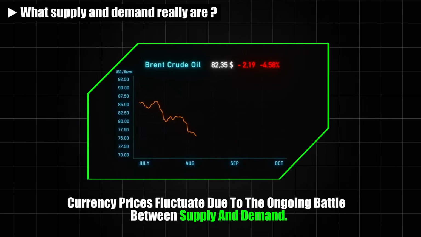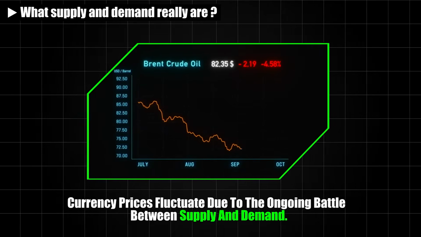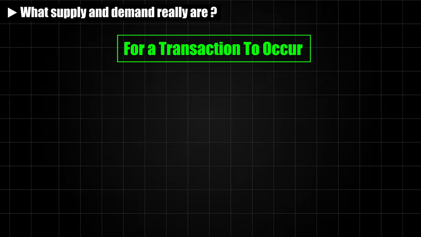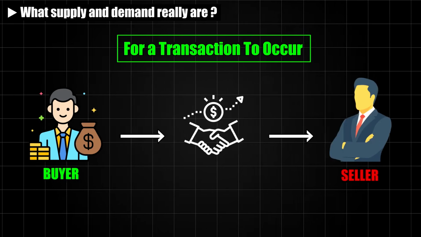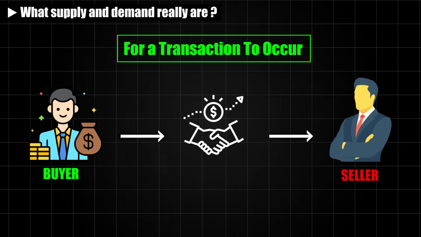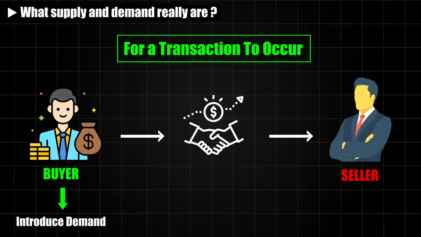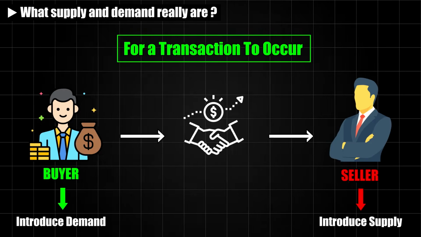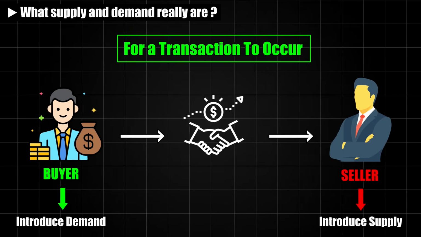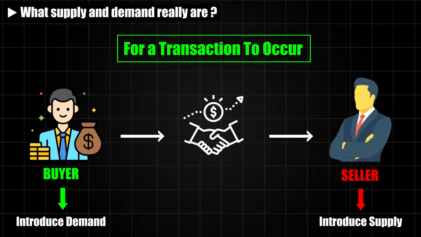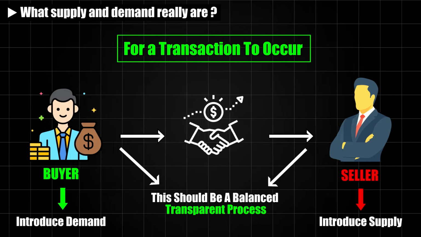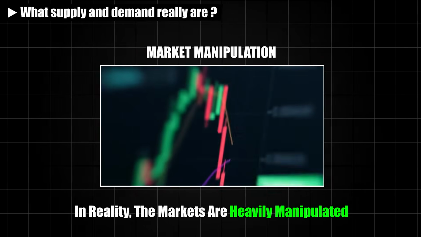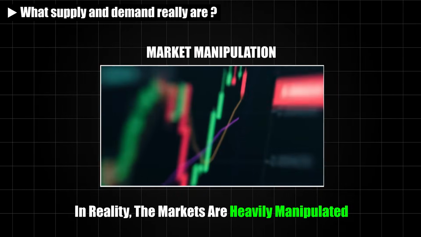Currency prices fluctuate due to the ongoing battle between supply and demand created by speculators. For a transaction to occur, there must be a buyer and a seller agreeing on a price. This constant tug of war is what moves the market. Buyers introduce demand, pushing prices upward. Sellers introduce supply, applying downward pressure. Think of the market as a non-stop auction where both sides fight for the best price. Ideally, this should be a balanced, transparent process. But in reality, financial markets are often heavily influenced or even manipulated by major players.